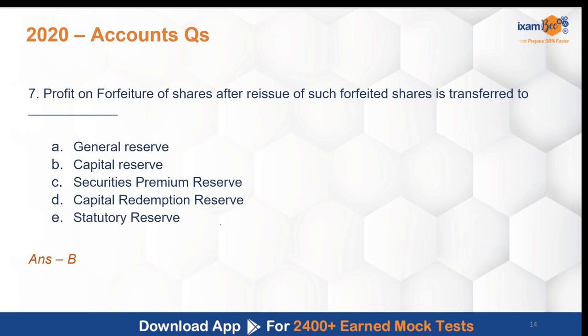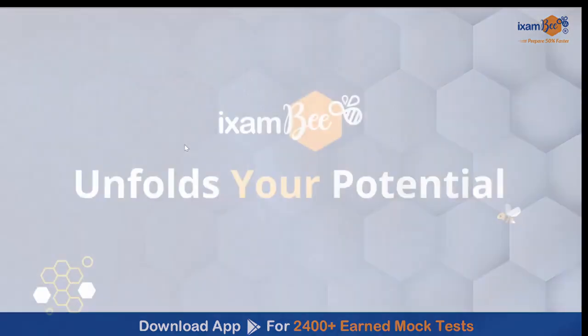Here the profit that is being earned on forfeiture of shares: you have forfeited shares, then reissued them and made a profit on them. So this is not a generic profit. It is a profit made out of capital gains, and therefore it will be a part of your capital reserves.